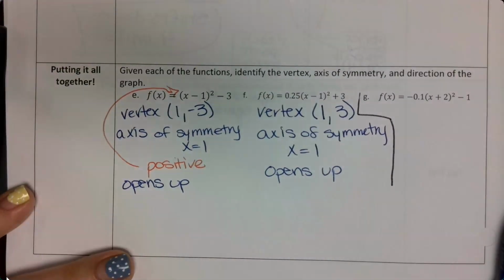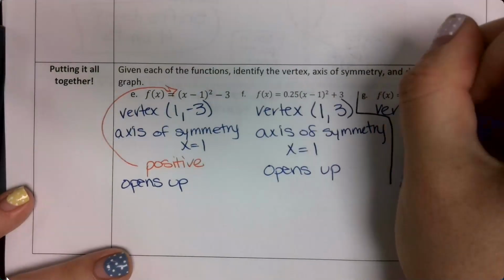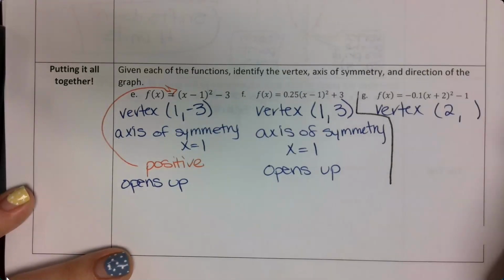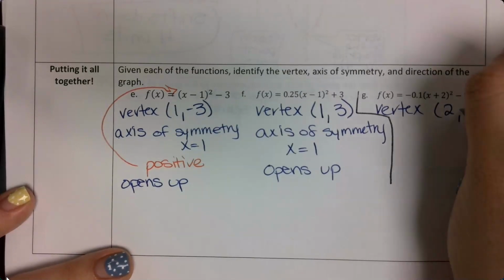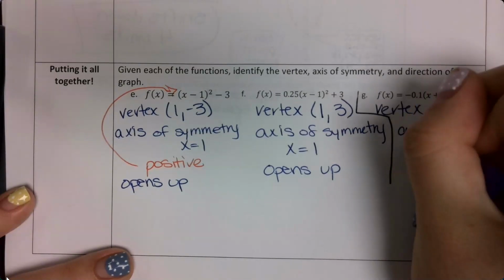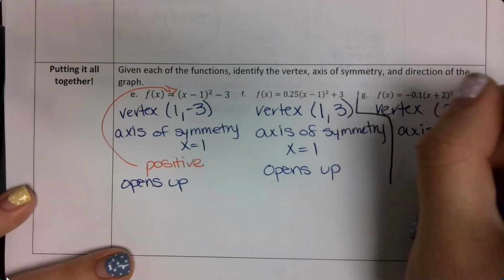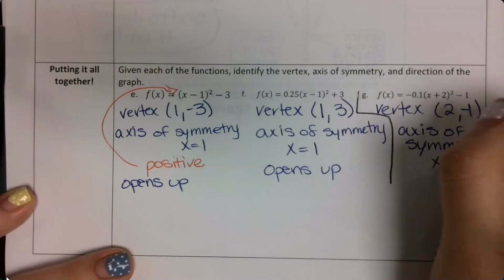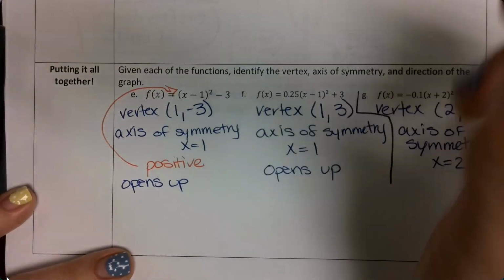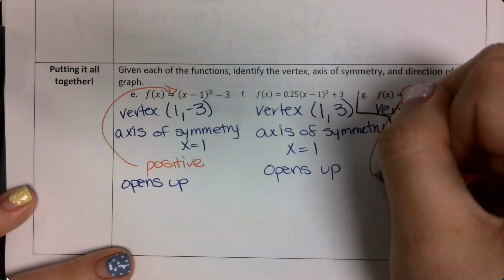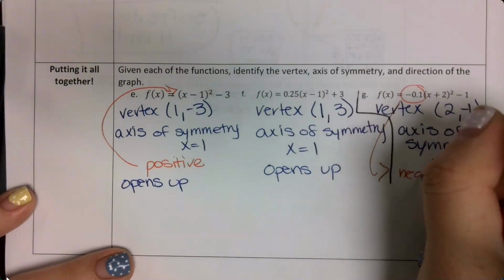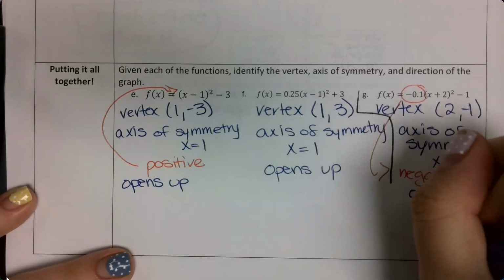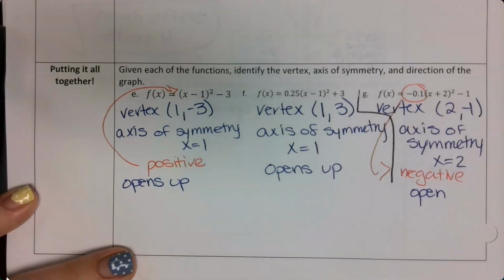Okay, so for G, what's my vertex? 2, negative 1. My axis of symmetry? X equals 2. You always write it as an equation. Okay. Notice on this one, my A value is negative. So it's going to open up or down?